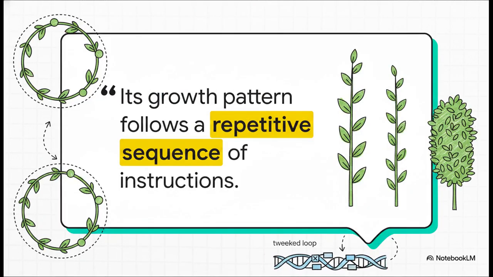Think of it like this. Plant shoots are basically running a continuous while loop. Stem, leaf, bud, repeat. Stem, leaf, bud, repeat. These repetitive developmental patterns are completely, entirely genetically determined.